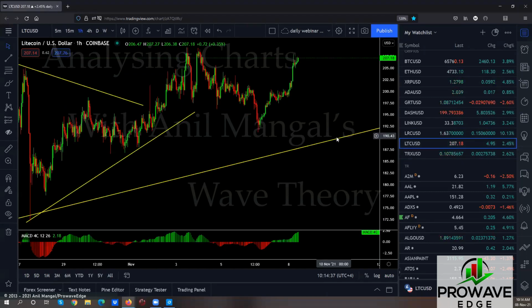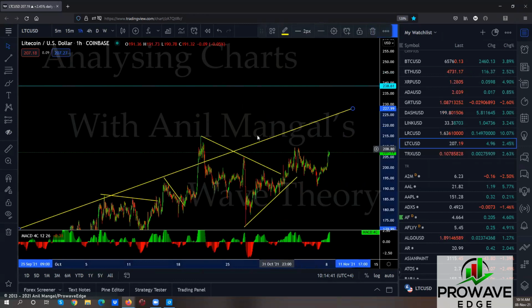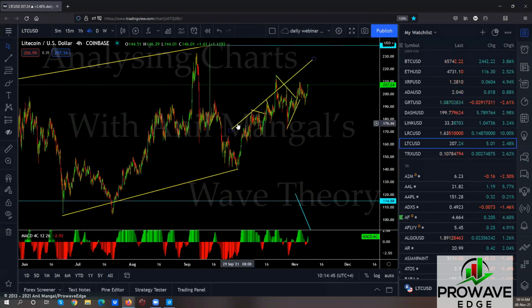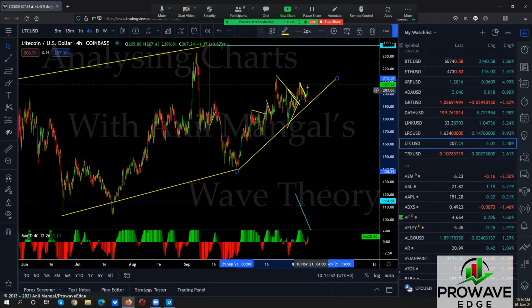LTC. Okay, we're going up one more. Take that out. Take this out. You're getting one more up. Wait for a flag here. Buy. And when it breaks the stop, start to look for the sell.